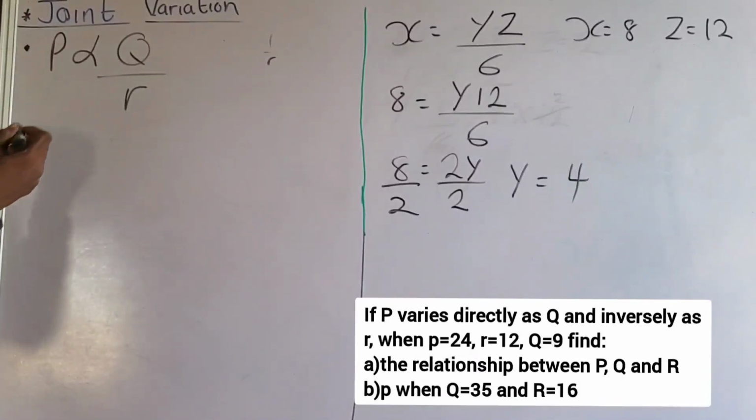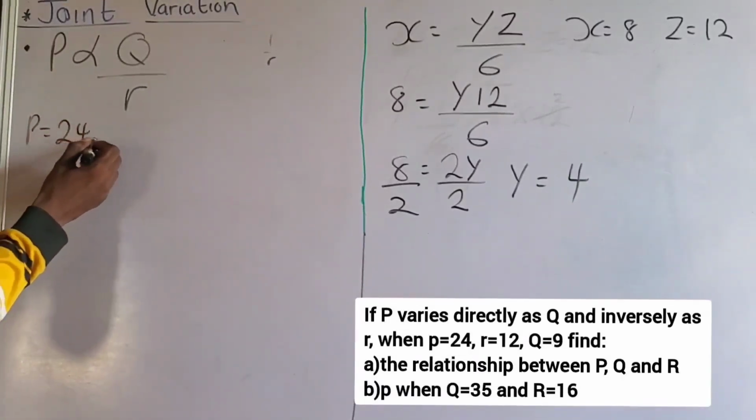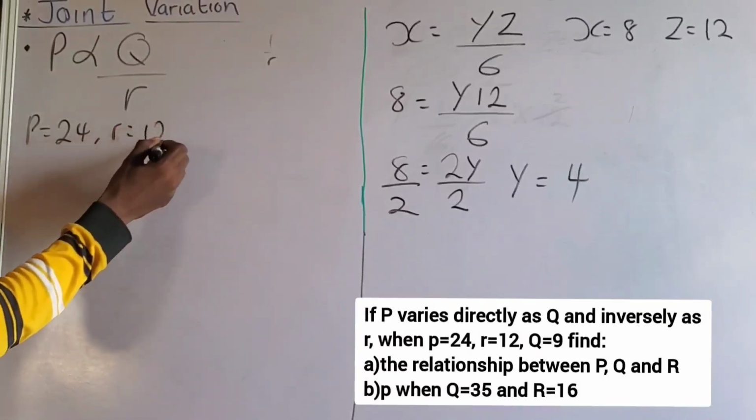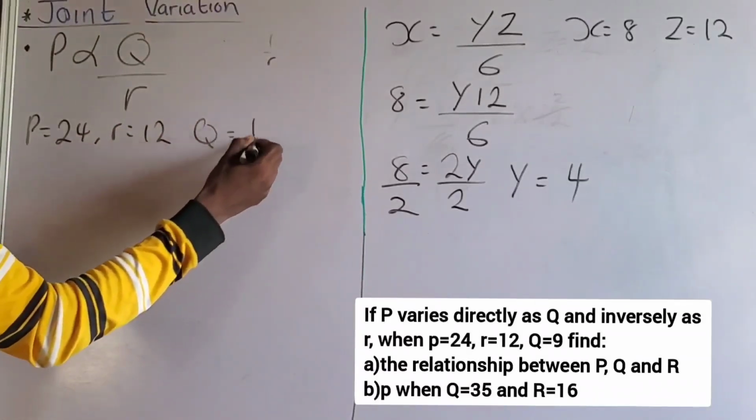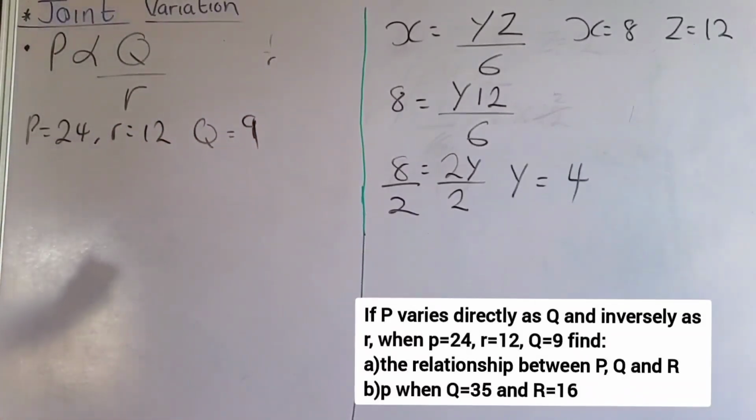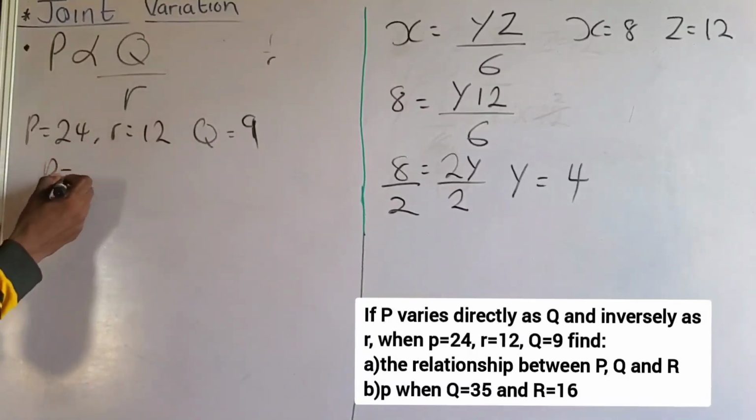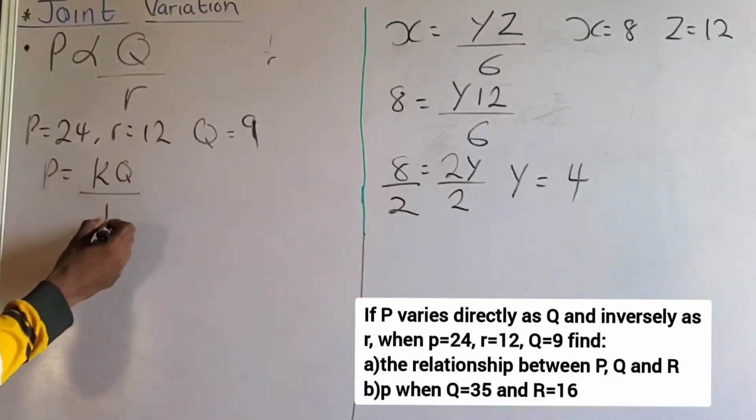When P equals 24, the value of R equals 12 and Q equals 9. Now we are asked to find the relationship between P, Q, and R, and we are asked to find P when Q equals 35 and R equals 16. Well, to get the relationship between P, Q, and R, the first step is that we have to change these variation signs to an equals sign. For this, I'm going to have P equals KQ all over R.